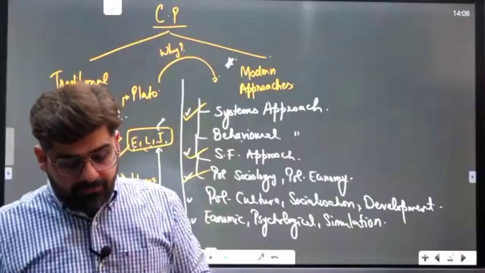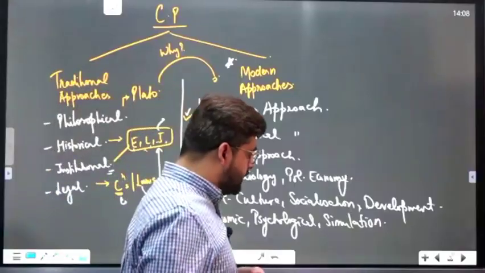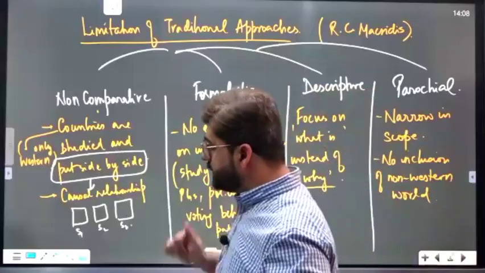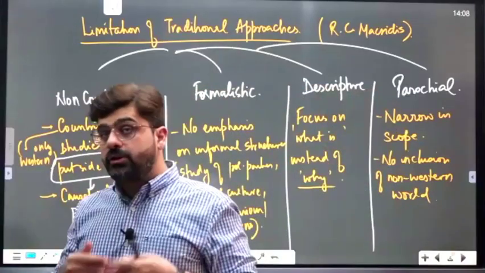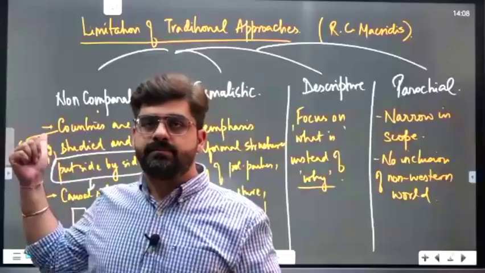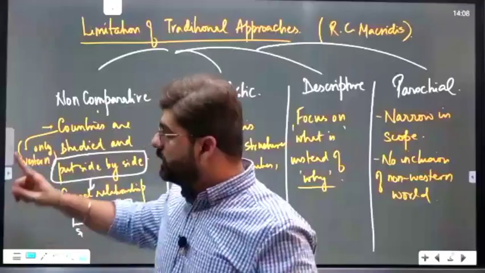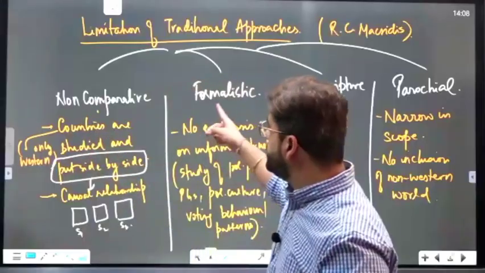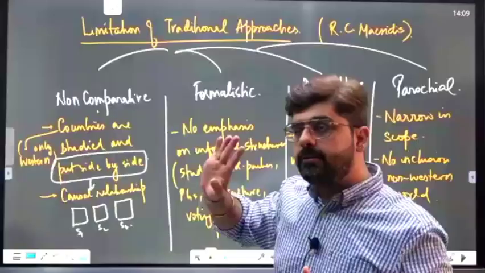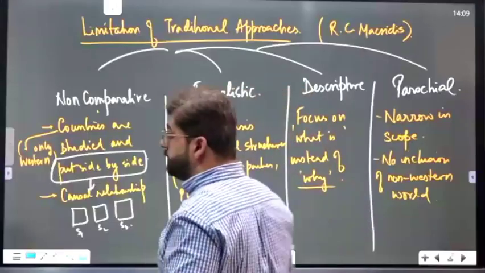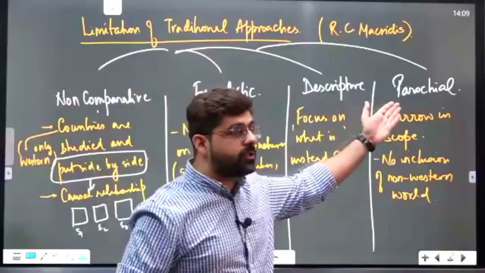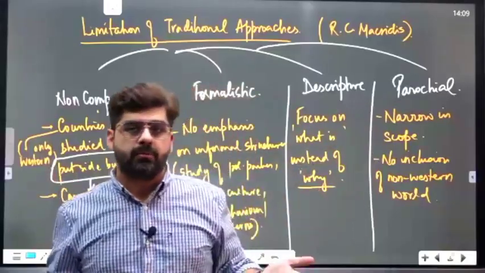Okay. If tomorrow a question comes on limitations of traditional approaches, obviously you will be mentioning this from the perspective of R.C. Macridis. If the question comes, what are the features of modern approaches, reverse it, because modern approaches will be truly comparative. Modern approaches will not be formalistic, they will include informal mechanisms also. Modern approaches will be analytical as well as descriptive, and modern approaches will not be parochial or narrow, they will be broad in scope.